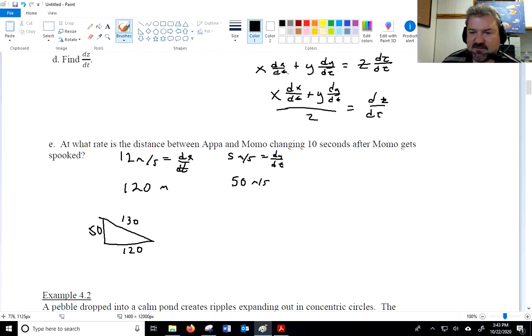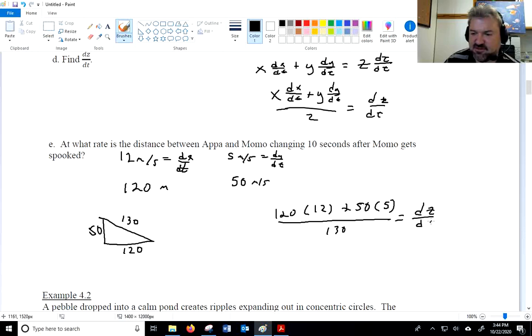Usually when you solve a problem like this, we'd actually go back to this equation here. I wouldn't necessarily do all this, but we've already got it, so let's do it. We know that the x value is 120. We know that dx/dt is 12. We know the y value is 50. dy/dt is 5. And we know that z is 130. So that is the value of the rate of change in meters per second of the distance between Appa and Momo.